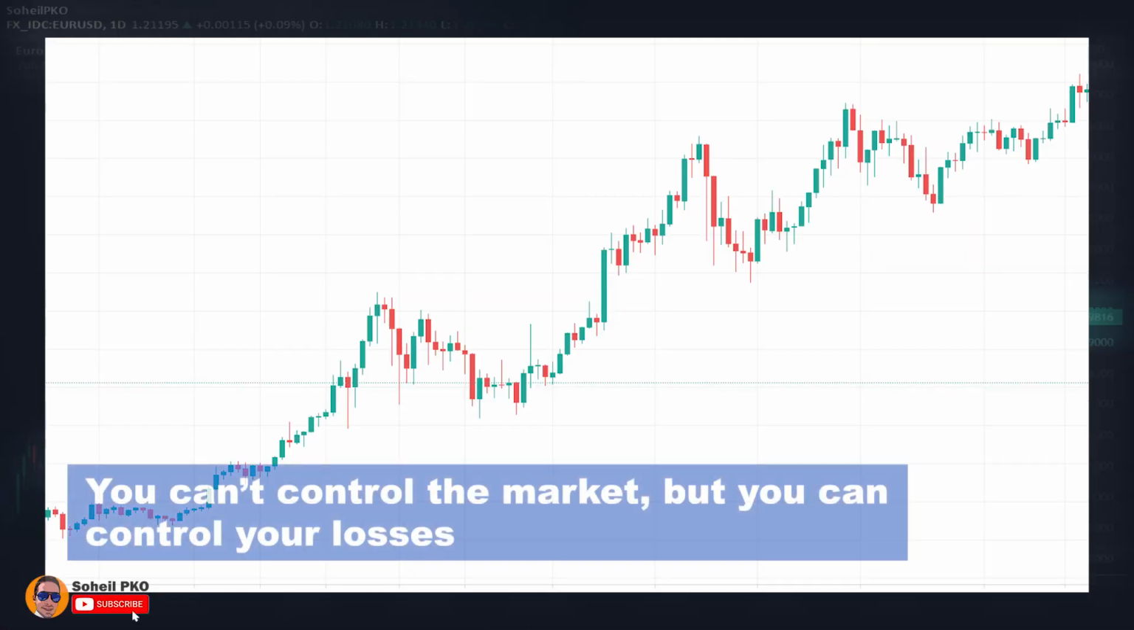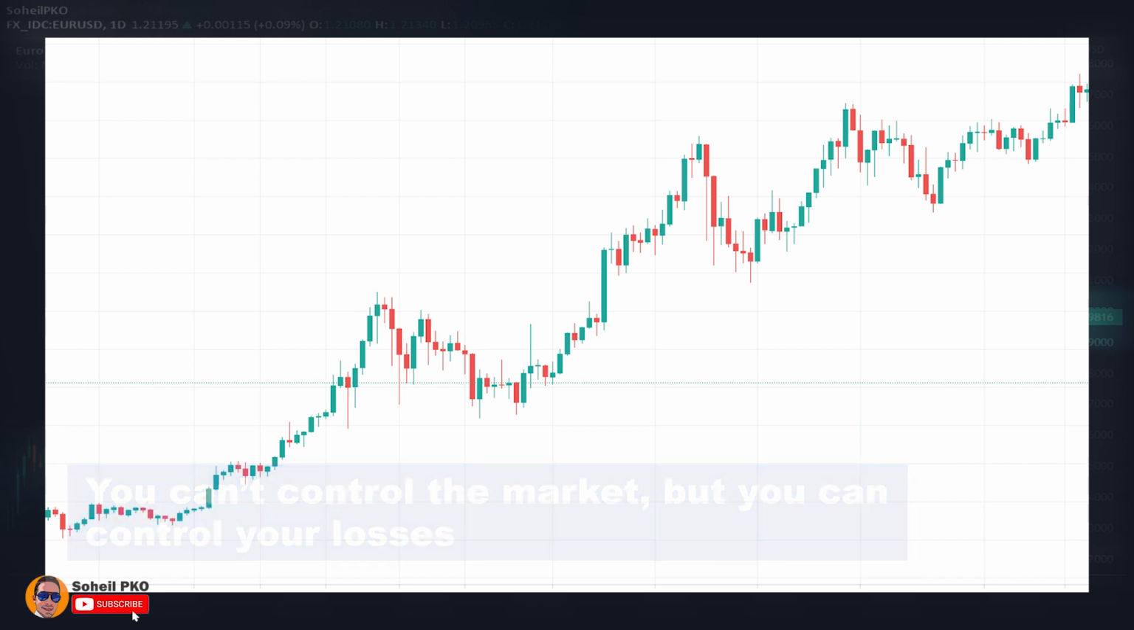You can't control the market, but you can control your losses. Risk management is the most important subject in trading that traders must learn and develop. Without a proper risk management strategy, you'll definitely be out of the game because you're not going to win every trade. And without a risk management strategy, your losing trades will be out of control, and a few losing trades are enough to wipe out all your profits or even your account altogether.